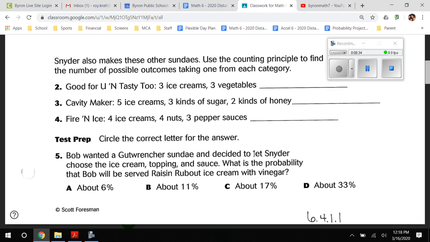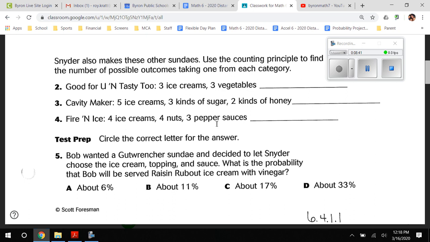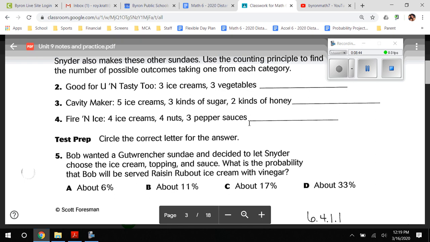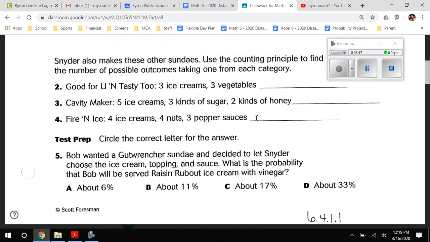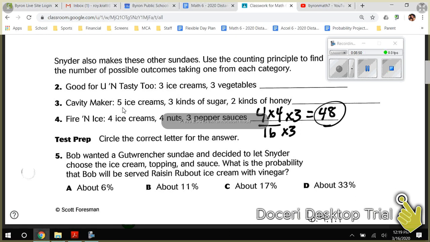So you're going to go ahead and keep going through this. Again, looking at just an example, number 4, fire and ice. You get 4 ice creams, 4 nuts, and 3 pepper sauces. It says use the counting principle. So that's what I'm showing you, is to do it mathematically. So it's going to be 4 times 4 times 3. 4 times 4 is 16. Times 3 is going to give us 48. So there's going to be 48 total outcomes for this fire and ice type setup here.